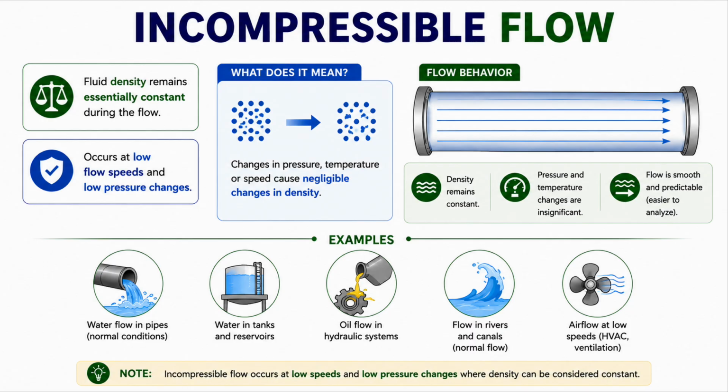Most liquid flows are treated as incompressible because liquids are very difficult to compress. Common examples include water flow in pipes, rivers, and canals, oil flow in hydraulic systems, and low-speed airflow in ventilation systems.